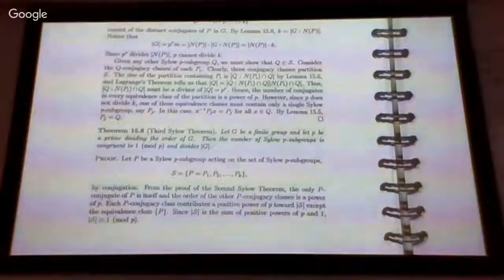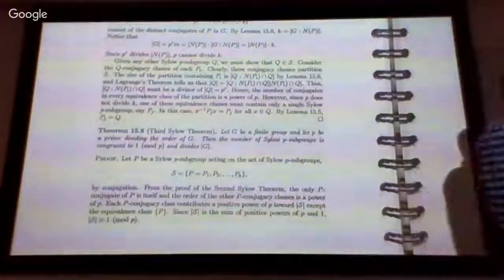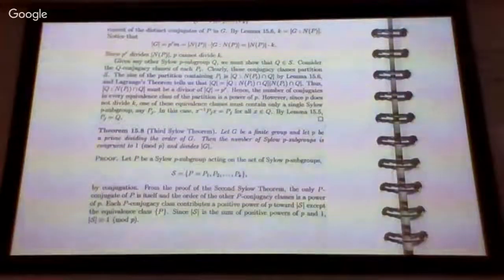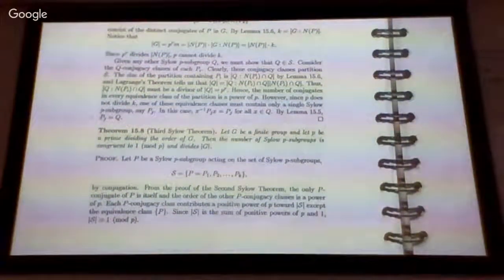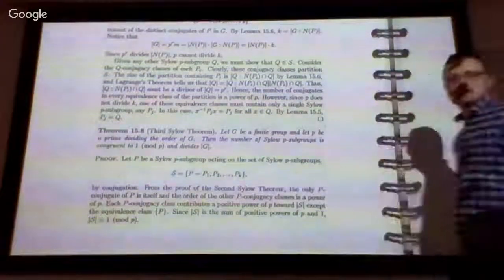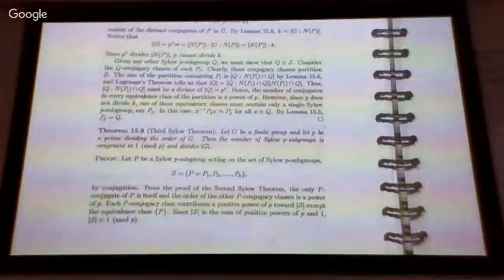Now, P is one of the sets here. It's always the case that for every x in P, if you conjugate P itself, in other words P1, by x inverse, that's always just going to be a rearrangement of the elements of P. So this is what it's saying here. The only P conjugate of P is itself. That's what he's emphasizing here.